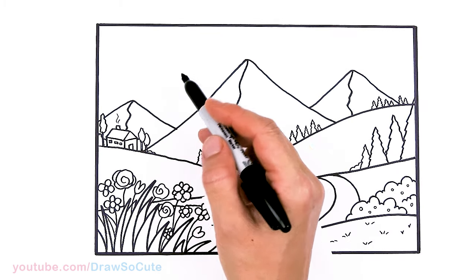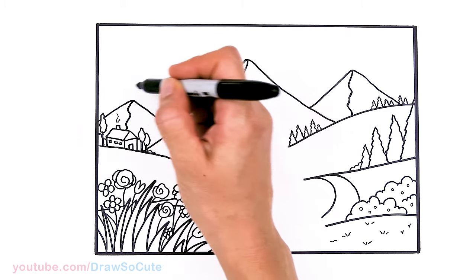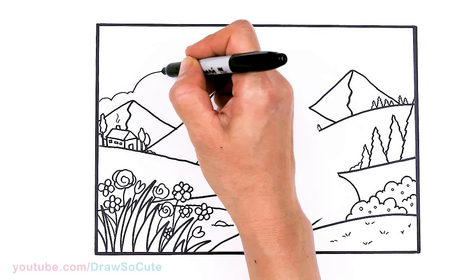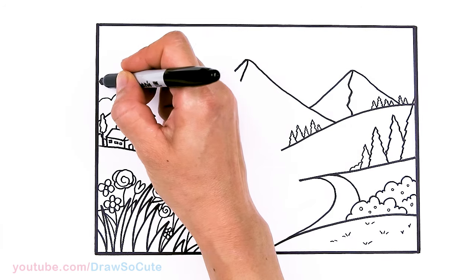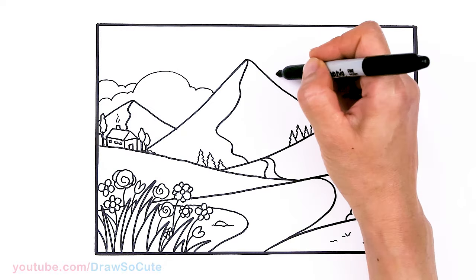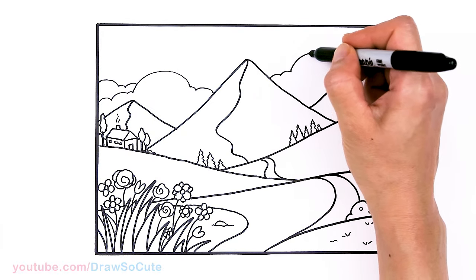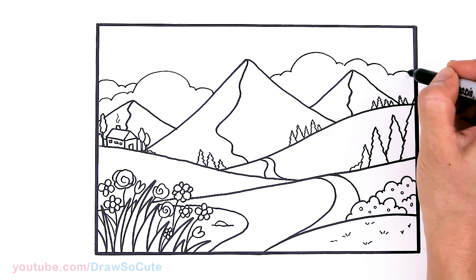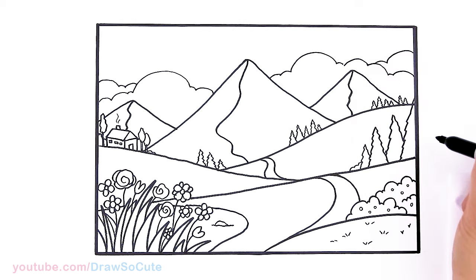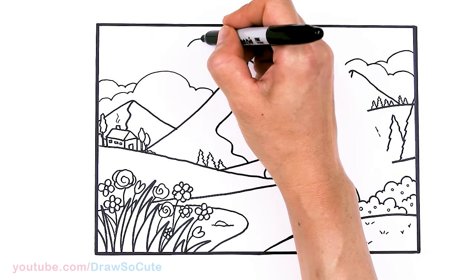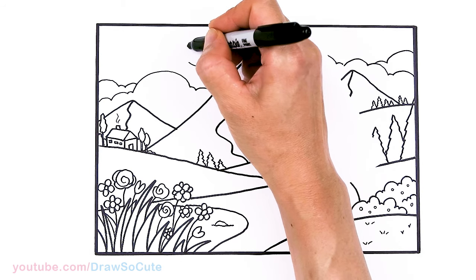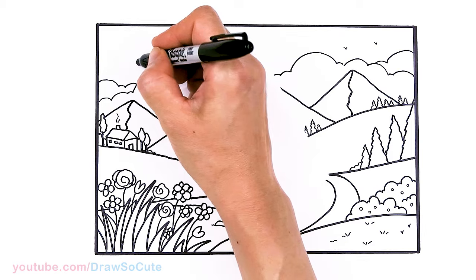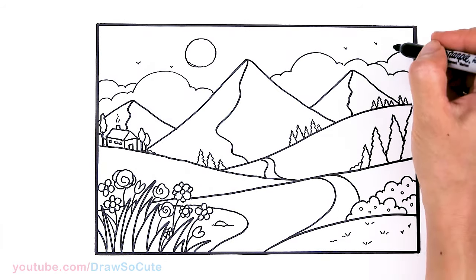So let's come back to the back right here, and we can draw some clouds. So if you don't want this harsh line, just use a blue marker when you're doing this. Just add some clouds in the back. Different level. I'm going to draw a big sun right here, so big circle, and some birds, of course. So just two little curves connected, and just flick it out.